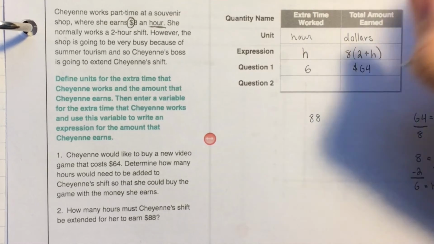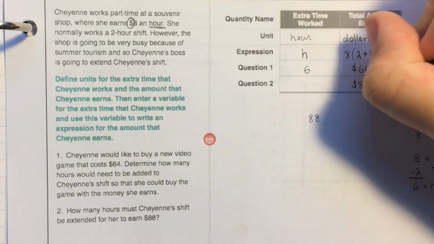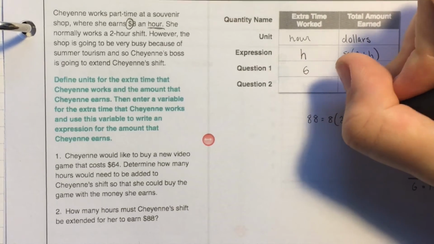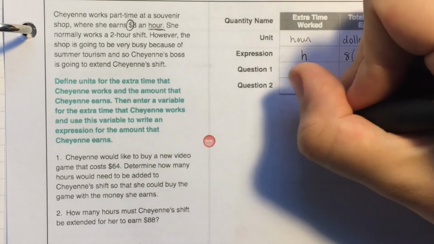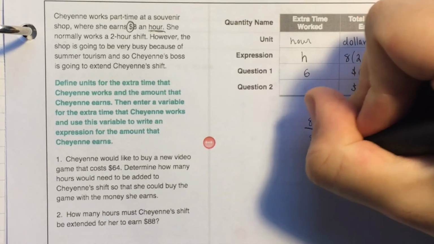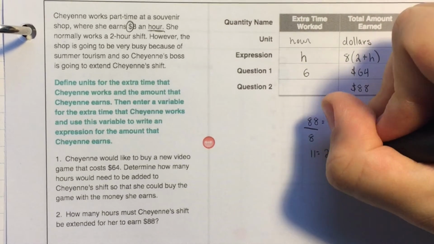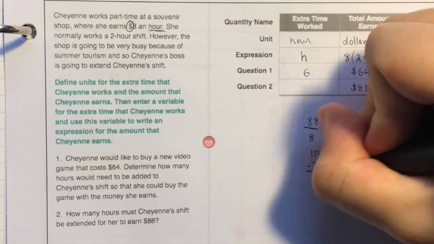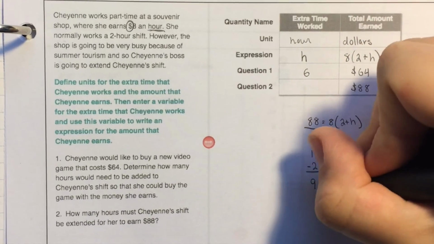Question number 2 has Cheyenne looking to earn $88 during her shift. So how many hours would that take? Again, inverse operations, divide by 8. 11 is equal to 2 plus H, so subtract 2 from both sides, and I get 9 hours.